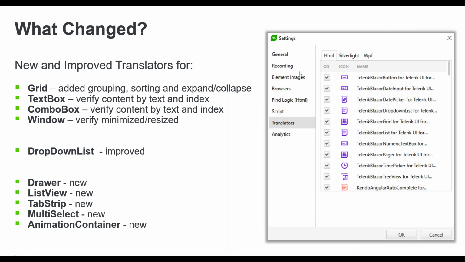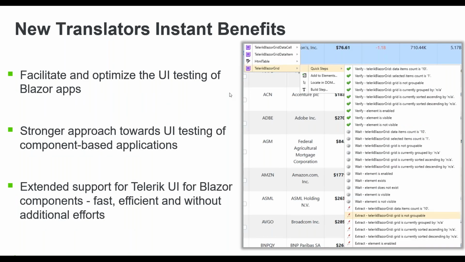So make sure if you're using Telerik UI for Blazor to always keep those translators open, or if you're using some other tech like Angular or jQuery or WPF, we also have translators, which it's always recommended to keep switched on from the settings. But our main focus today is the new Blazor translators.